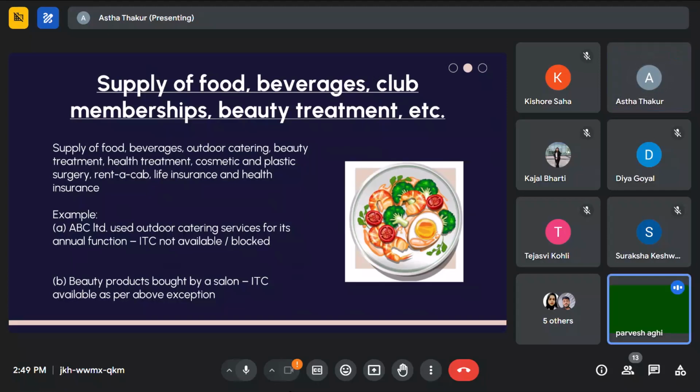So if I ask you a question, suppose you are working in an office, in a company, and your company orders pizzas from Pizza Hut for all the people who are there, and they spend about 10,000, and on that they have paid, suppose, 500 rupees as GST. Will the company be able to take an input credit of that 500 rupees they paid? No. For that, it is not available. So this is what is covered here.